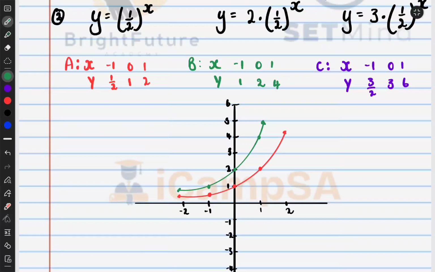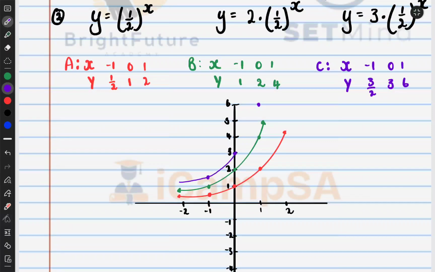1 and 4. And then lastly, function number c. Hopefully you are already seeing that this one would be 1.5. -1 and 3/2. 3/2 is 1.5, and 0 and 3. 1 and 6.